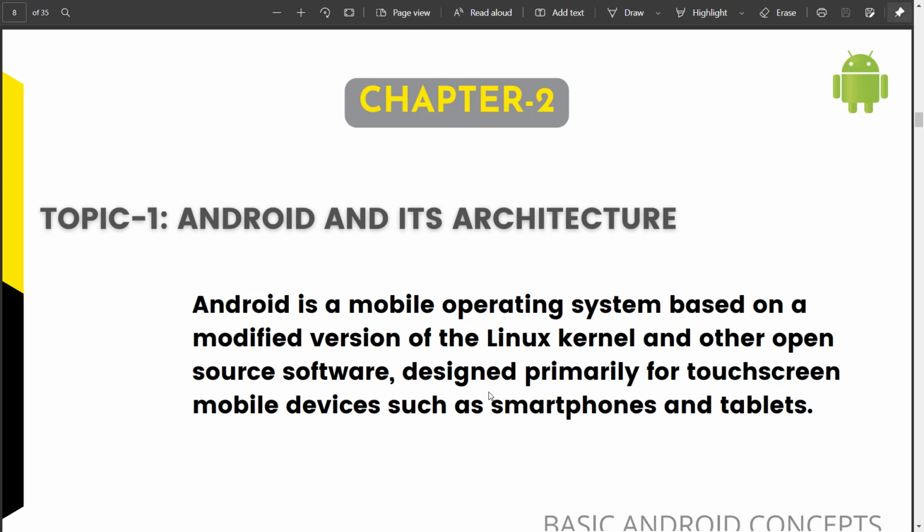So our first topic is about Android and its architecture. Basically, Android is just a mobile operating system based on a modified version of the Linux kernel and other open source software, right? Designed primarily for touchscreen mobile devices such as smartphones and tablets. It's just an OS like Windows, Linux, Ubuntu, Mac OS X, whatever it is. But particularly, Android is built using the Linux kernel.